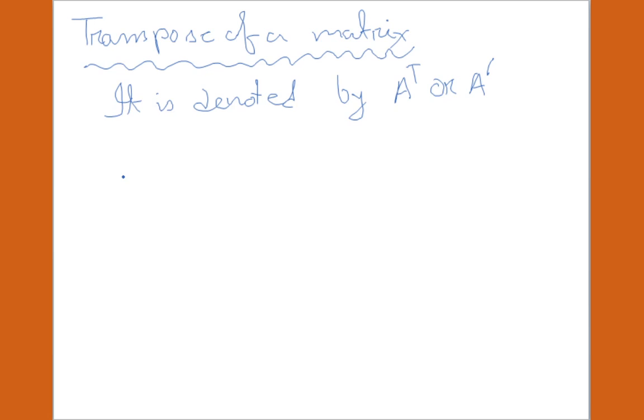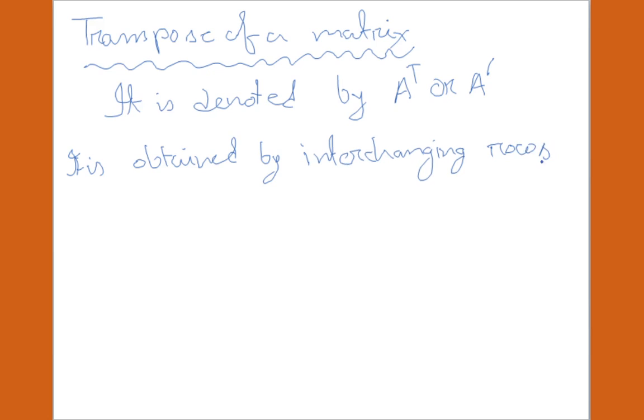Transpose of a matrix is obtained by interchanging the rows and the columns of a matrix.